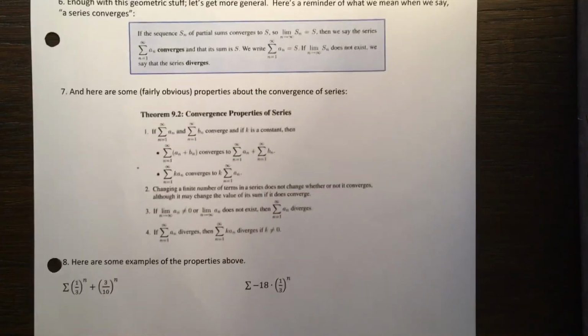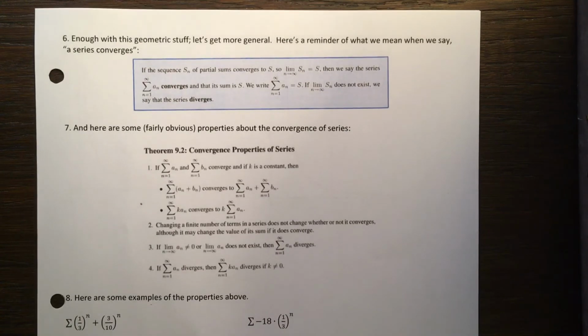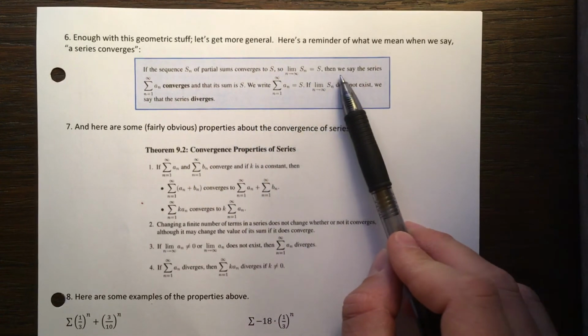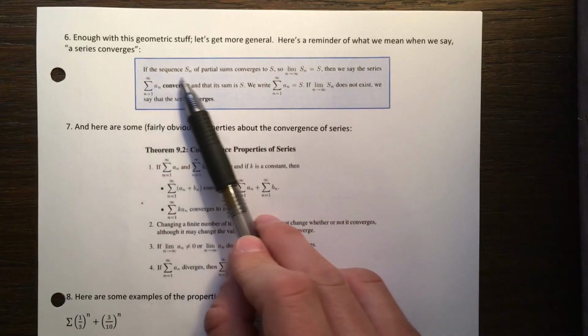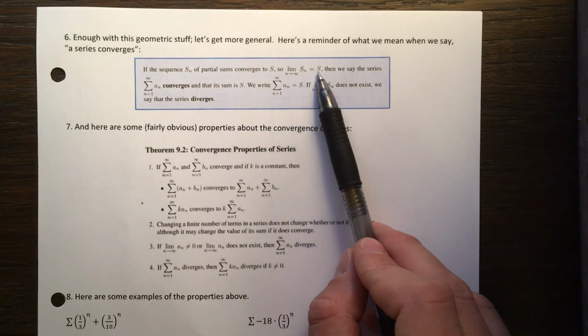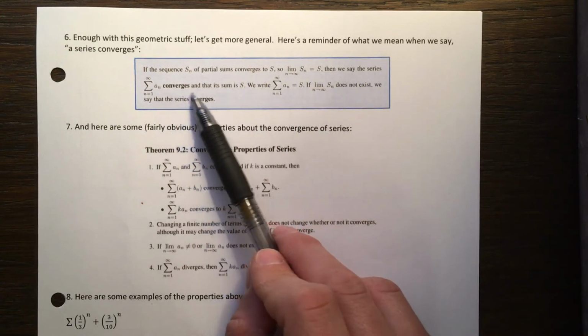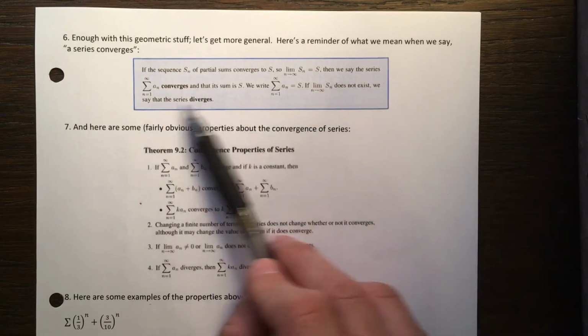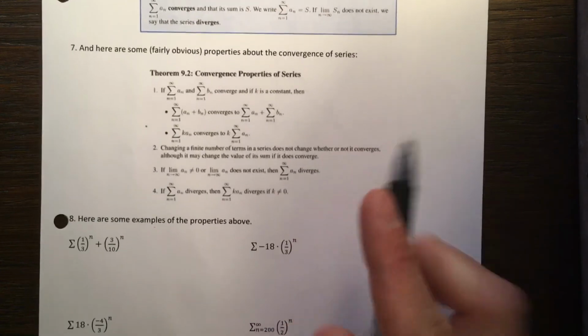Okay, moving on here. Here's some more general stuff. So we can see if the sequence S sub n of partial sums converges to S, so the limit as n approaches infinity of S sub n equals S, then we say the series converges and that its sum is S. We write this. If it does not exist, we say that the series diverges. So we already kind of know that.